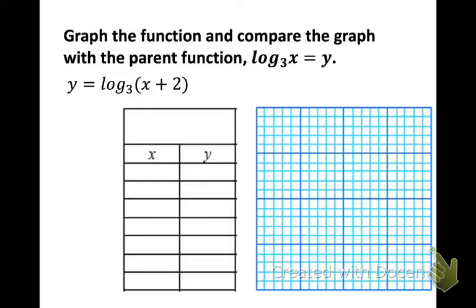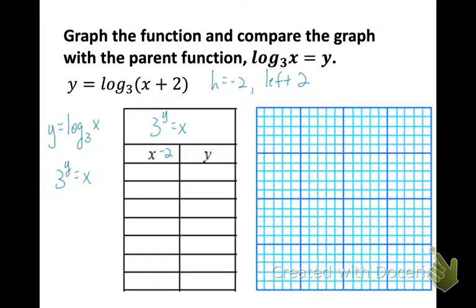Now let's graph this function. So it's y equals log base 3 of x plus 2. So we have an h value of negative 2. That means that our graph is shifted 2 to the left. So we're going to take care of that in our table, subtract 2. So now we're just going to ignore the h value when we find values in our table.